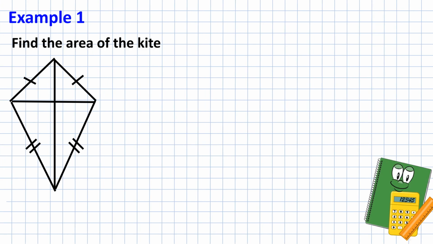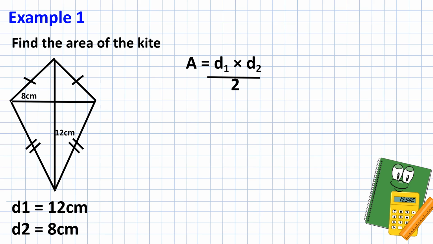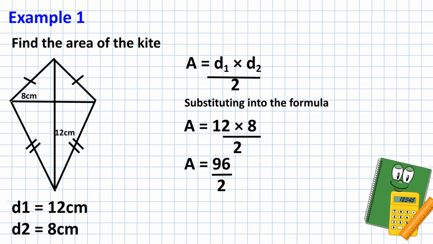Let's find the area of this kite, which has a horizontal diagonal of 8 centimeters and a vertical diagonal of 12 centimeters. Using our formula, we have diagonal 1 equal to 12 centimeters and diagonal 2 equal to 8 centimeters. Applying these to the area formula will give us the final result. Substituting these values, we multiply 12 by 8, which is 96, then divide that by 2. Doing the division, we find that the area of this kite is 48 square centimeters.